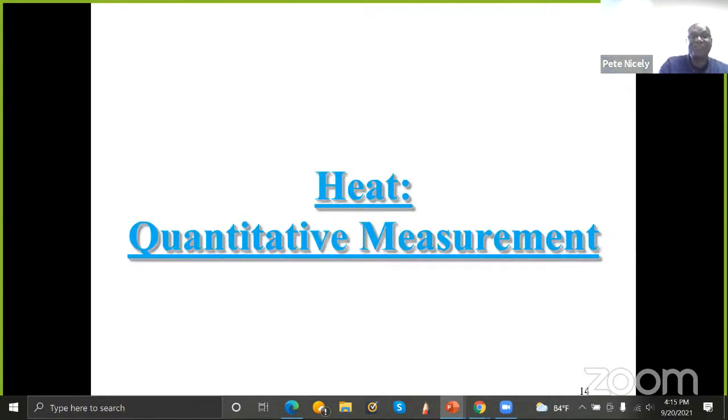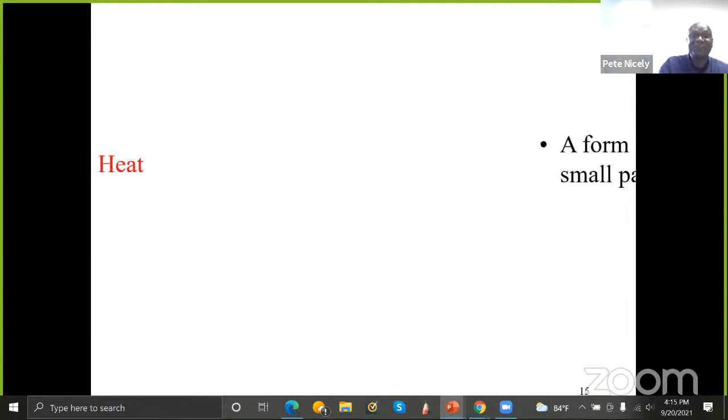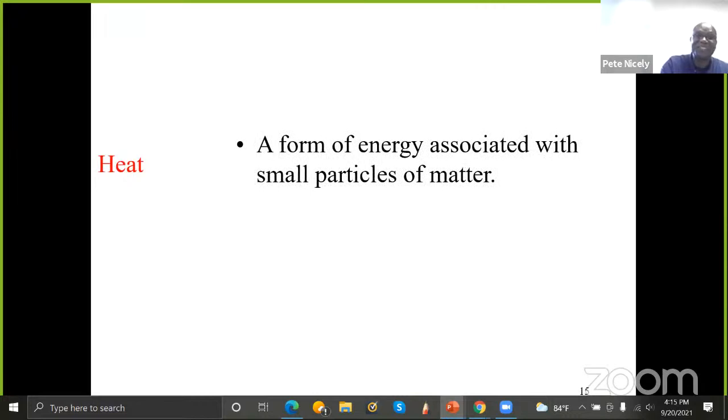Now, let's talk about heat, which is a form of energy, so to speak. The definition of heat is actually a bit more complex than that, but it's a form of energy. By definition, it's a form of energy associated with the motion of small particles of matter. So if you have an object or something material, it has a certain amount of energy corresponding to the motion of the different particles, the atoms, the molecules, the ions, etc. The more heat it has, the more energy the particles themselves will have.